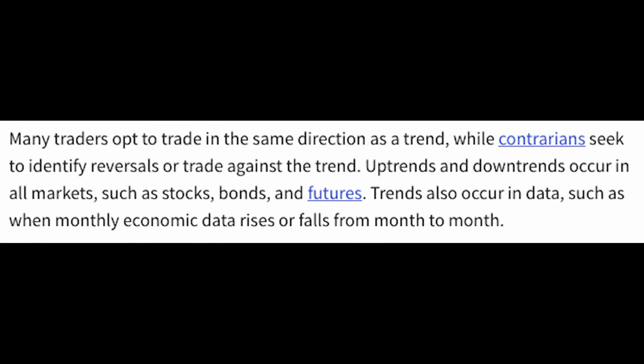Many traders opt to trade in the same direction as a trend, while contrarians seek to identify reversals or trade against the trend. Uptrends and downtrends occur in all markets, such as stocks, bonds, futures, and crypto. Trends occur in data, such as when monthly economic data rises or falls from month to month.